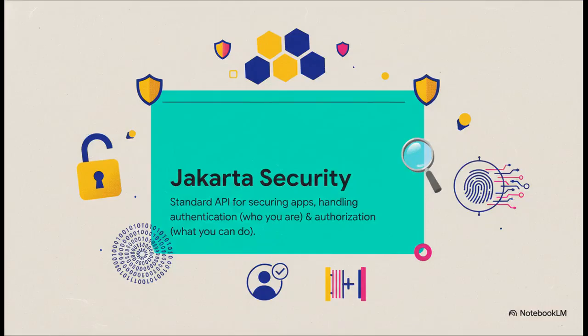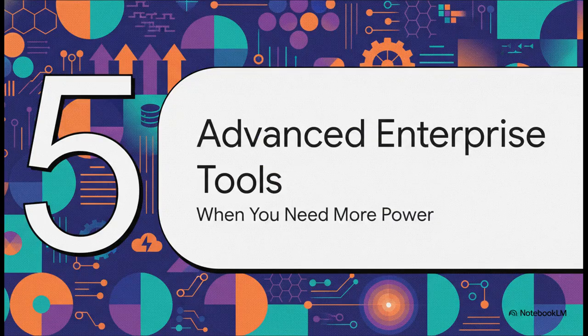And finally, our sixth pillar, Jakarta Security. This is the standard API for protecting your application. It gives you the tools to handle both authentication, which is basically answering the question, who are you, maybe with a JWT token or a password, and authorization, which answers the question, okay, now that I know who you are, what are you allowed to do? So once you've really got a handle on those 6 specifications, you have an incredibly solid foundation.